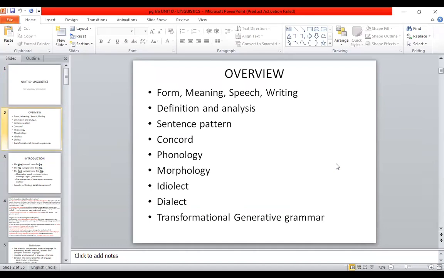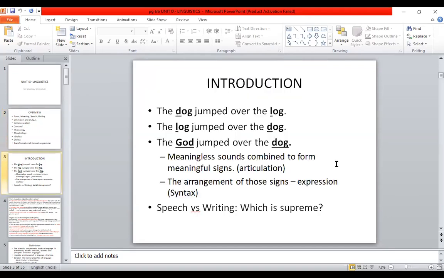We will go through the definition of linguistics and also what exactly is analyzed in linguistics. Then we will talk about sentence pattern, concord, phonology, morphology, idiolect, dialect, and transformational generative grammar. So this is a broad overview. This is something that you have in your syllabus. Okay. So to begin with, I would like you to take a close look at the sentences on the screen.